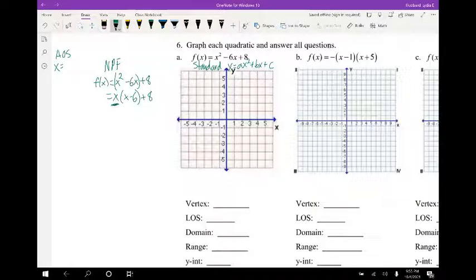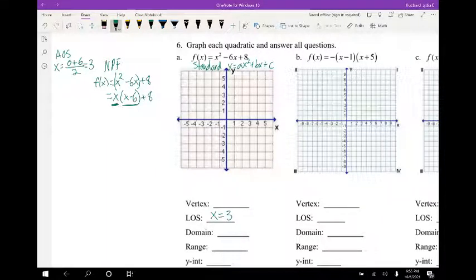So from this factor, that's going to be 0. From this factor, that's going to be a positive 6, right? Because we'd set that equal to 0 and add 6 to both sides. And then we divide by 2. So 0 plus 6 is 6, divided by 2 is 3. So that means our axis of symmetry or line of symmetry is x equals 3.